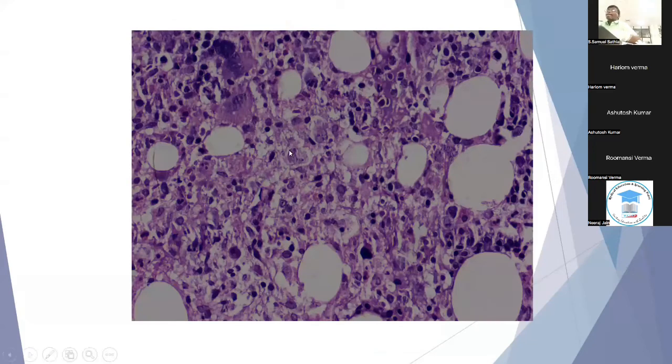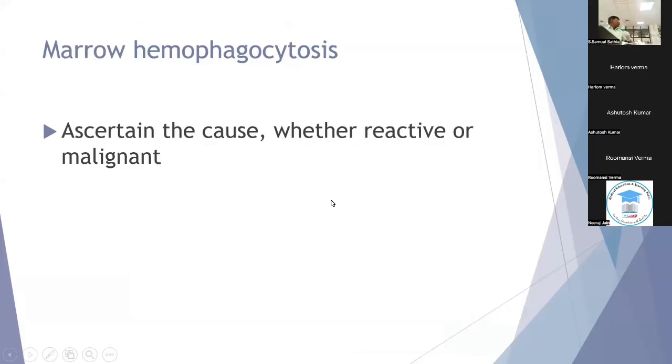And this is the Trephine section. We can see the macrophages are present in increased number, and most of them are showing the presence of these phagocytic elements. Whenever we see marrow hemophagocytosis, it has to be reported in the bone marrow report, and it should be conveyed to the clinician because at times hemophagocytosis can be very fatal. We have to ascertain the cause, whether it is reactive or malignant in nature.